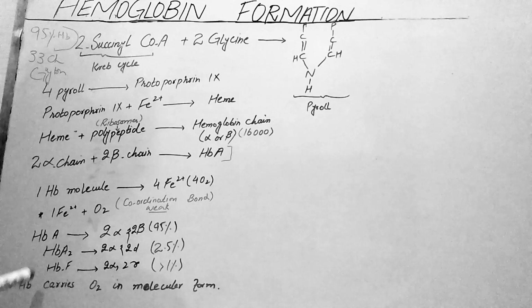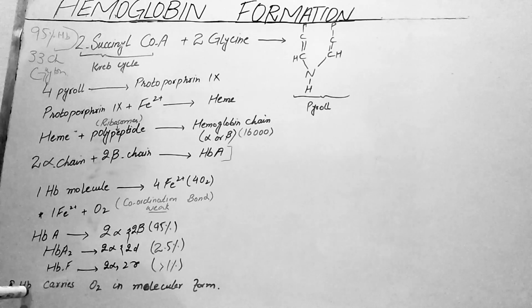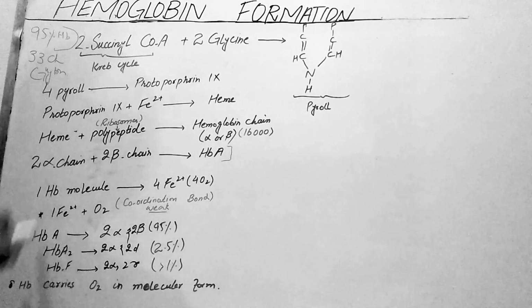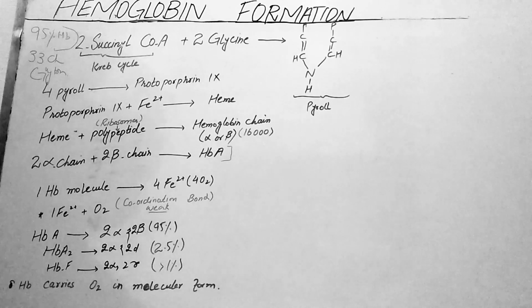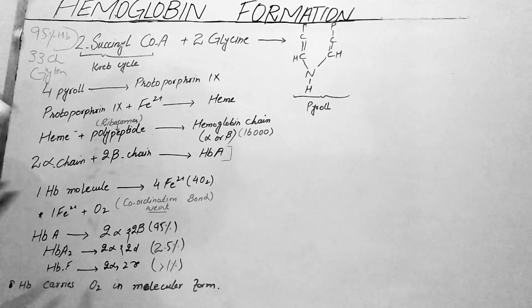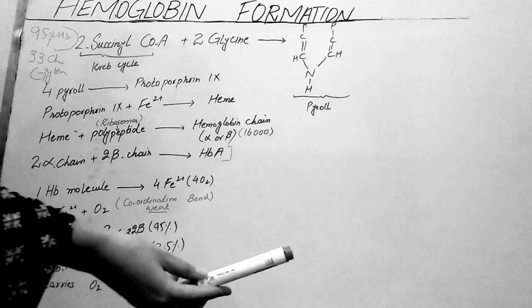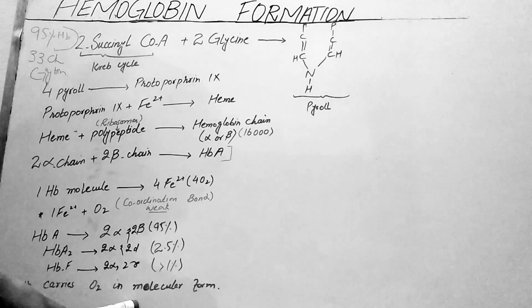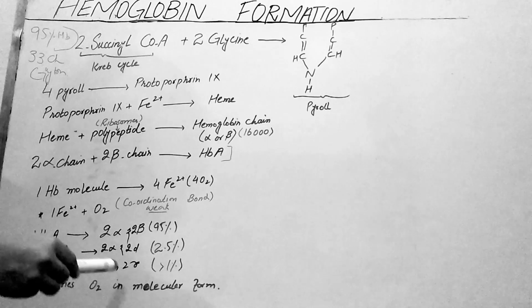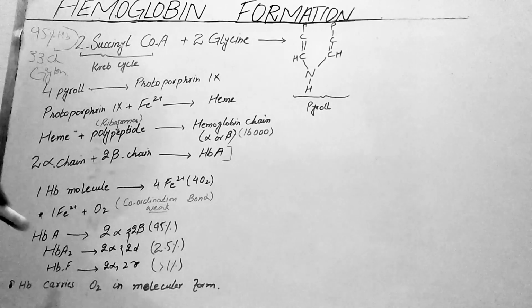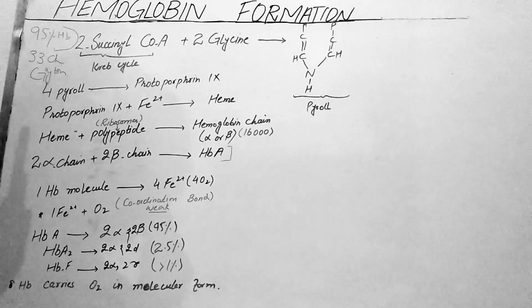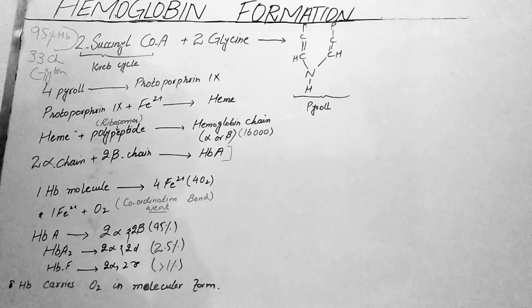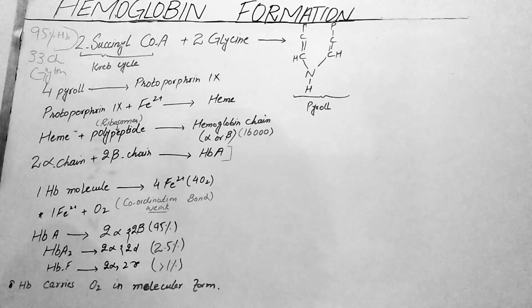Now the last point about hemoglobin is that hemoglobin carries oxygen in molecular form, not in ionic form. It delivers the oxygen to the peripheral tissues in molecular form and carries carbon dioxide from there, and again returns through the veins into our heart and then gets oxygenated again.